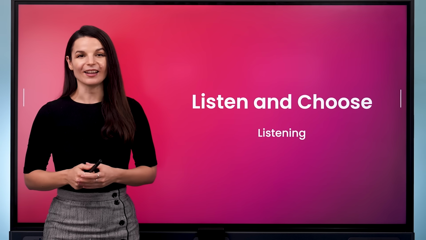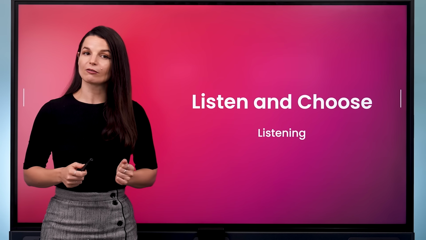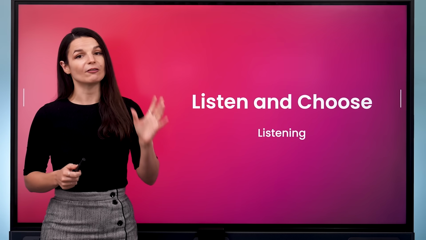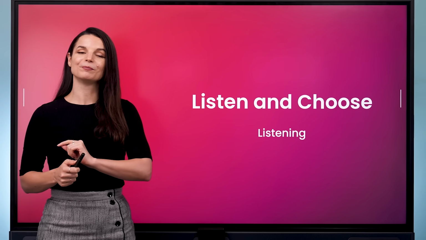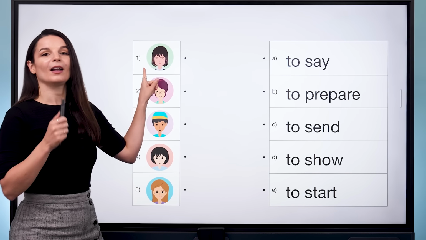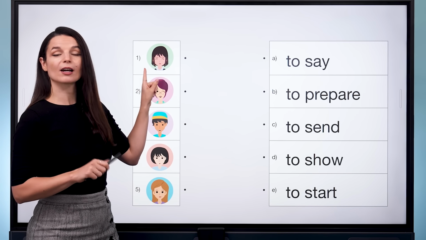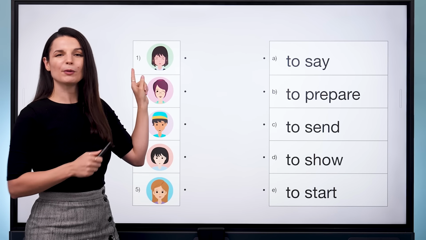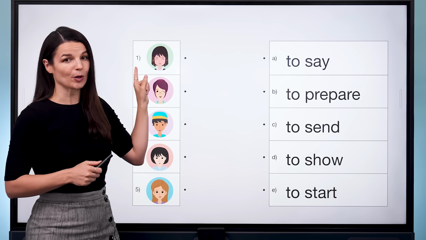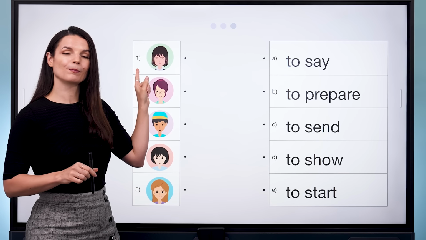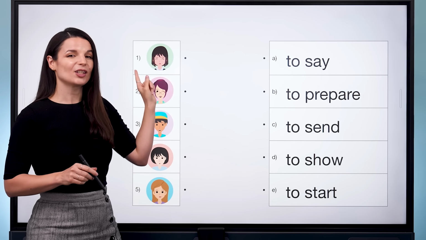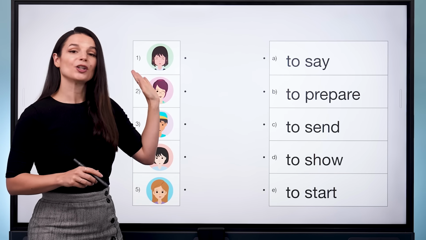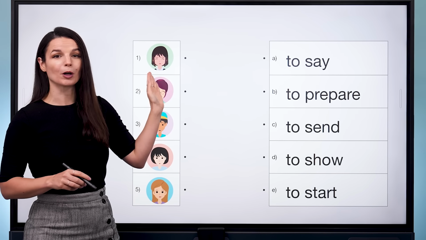Listen to what I say. Match the past perfect verb used in the sentence with its infinitive form on the right. I wish someone had shown me the copy paper. Listen one more time. I wish someone had shown me the copy paper. Did you hear shown? Shown is the past perfect form of show.